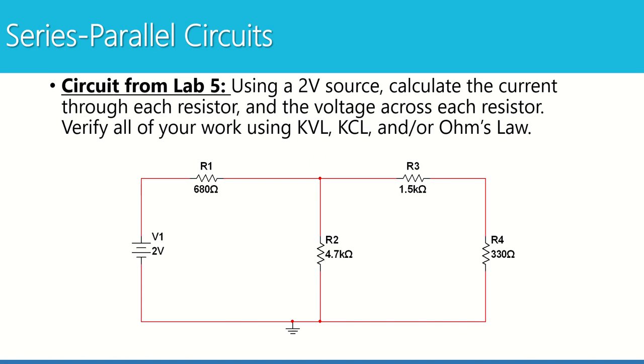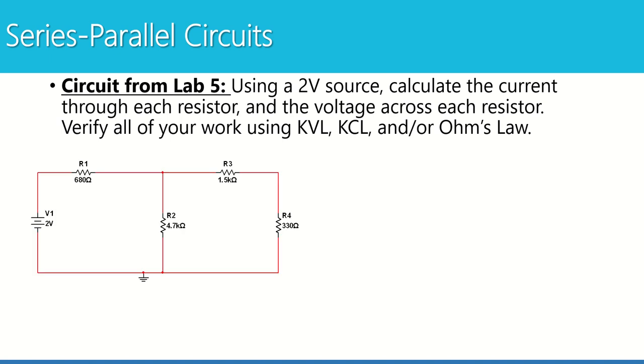For the last example in this video, we are going to look at the circuit that we're going to build in Lab 5 and we are going to analyze it. So if you look at your lab manual for Lab 5, we're building a series parallel circuit and we're going to apply different levels of voltage. But for the analysis part, we're just going to assume that the source is 2 volts. And we're going to do everything we just did on the first 2 examples for our circuit for Lab 5.